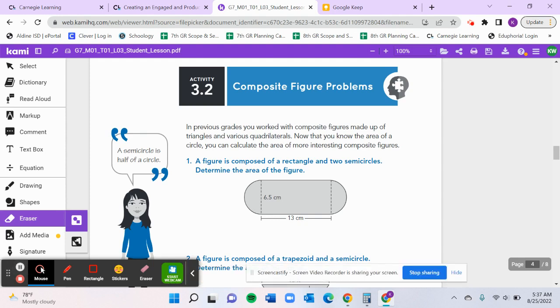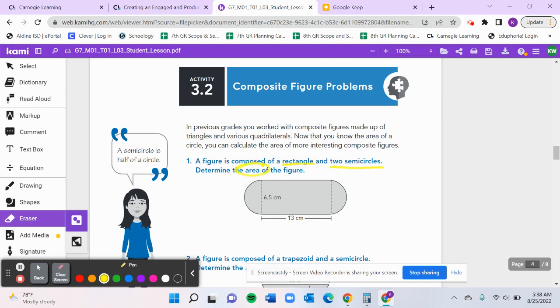I am now going to model how you should think through and work through question number 1. Also for this activity, it might be helpful to have colored pencils on hand as it may help you master this skill today. Let's get started. Question number 1. A figure is composed of a rectangle and 2 semicircles. Determine the area of the figure.